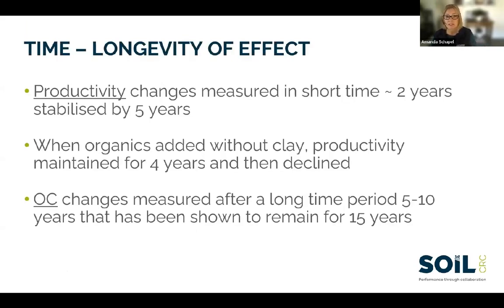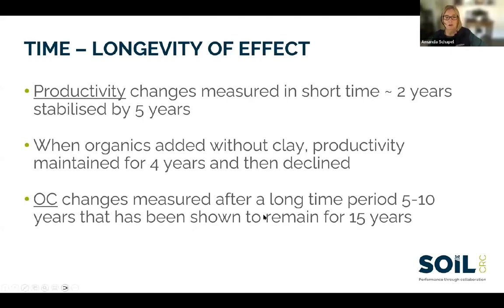A couple of things to think about for longevity of effect. Productivity changes happen really quickly. We can measure them within 2 years. Often they'll stabilise again by 5 years. One thing to think about when you add organic amendments such as manures or compost is that you will often see an increase for 2, maybe 4 years, and then they will decline, often back to the level that they started. So this is when Karl was saying you have to have repeated inputs. And we often say, about 450 to 500 mil, you'd be looking at 2 years repeat for doing that.